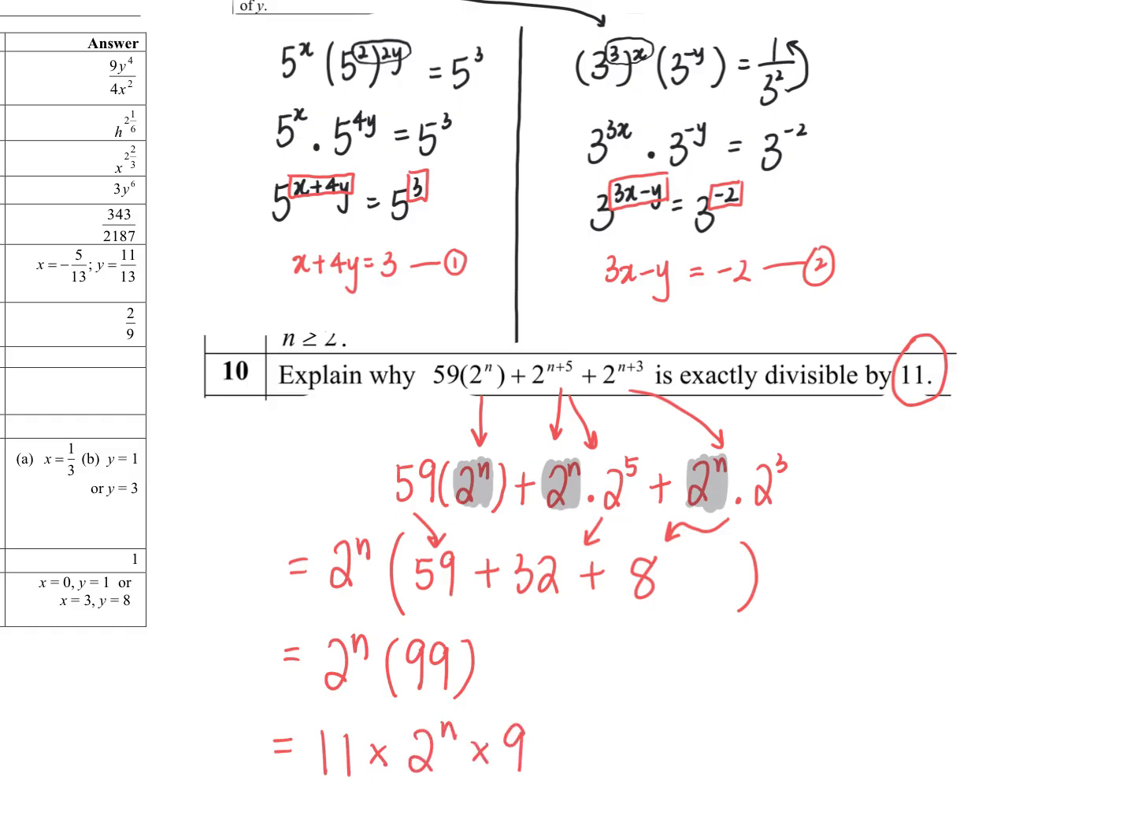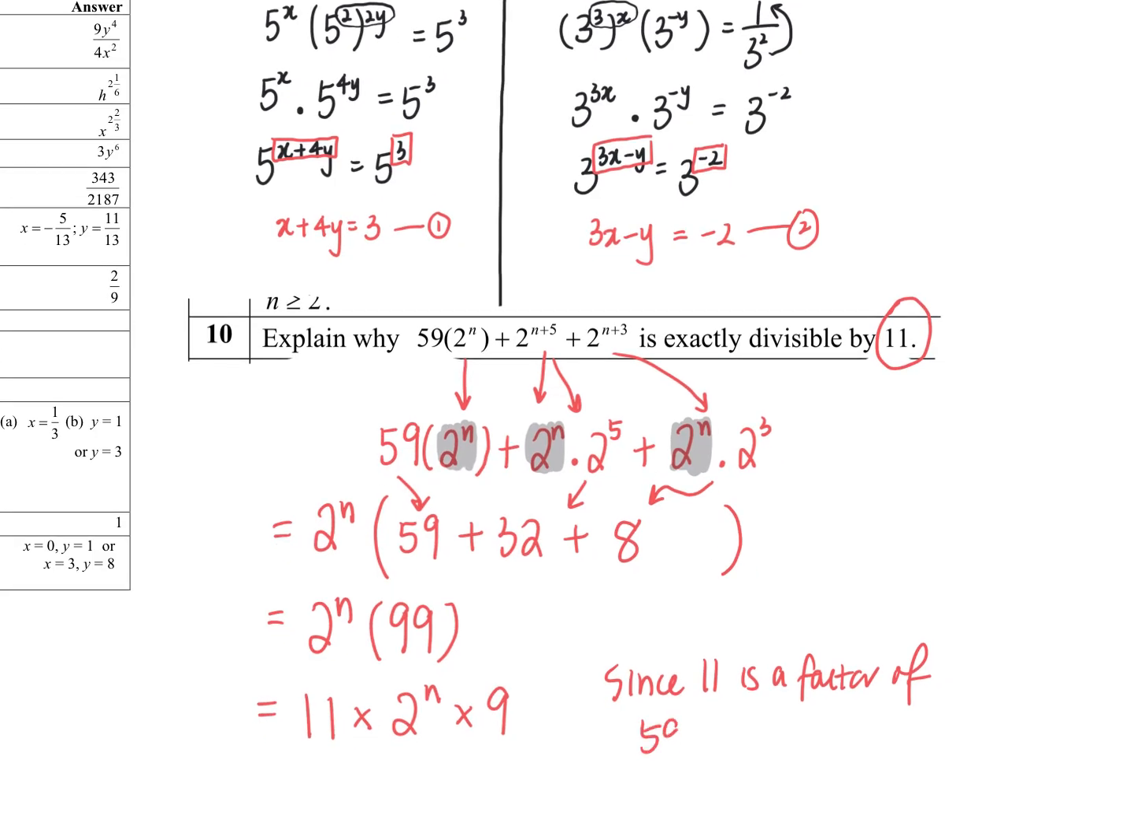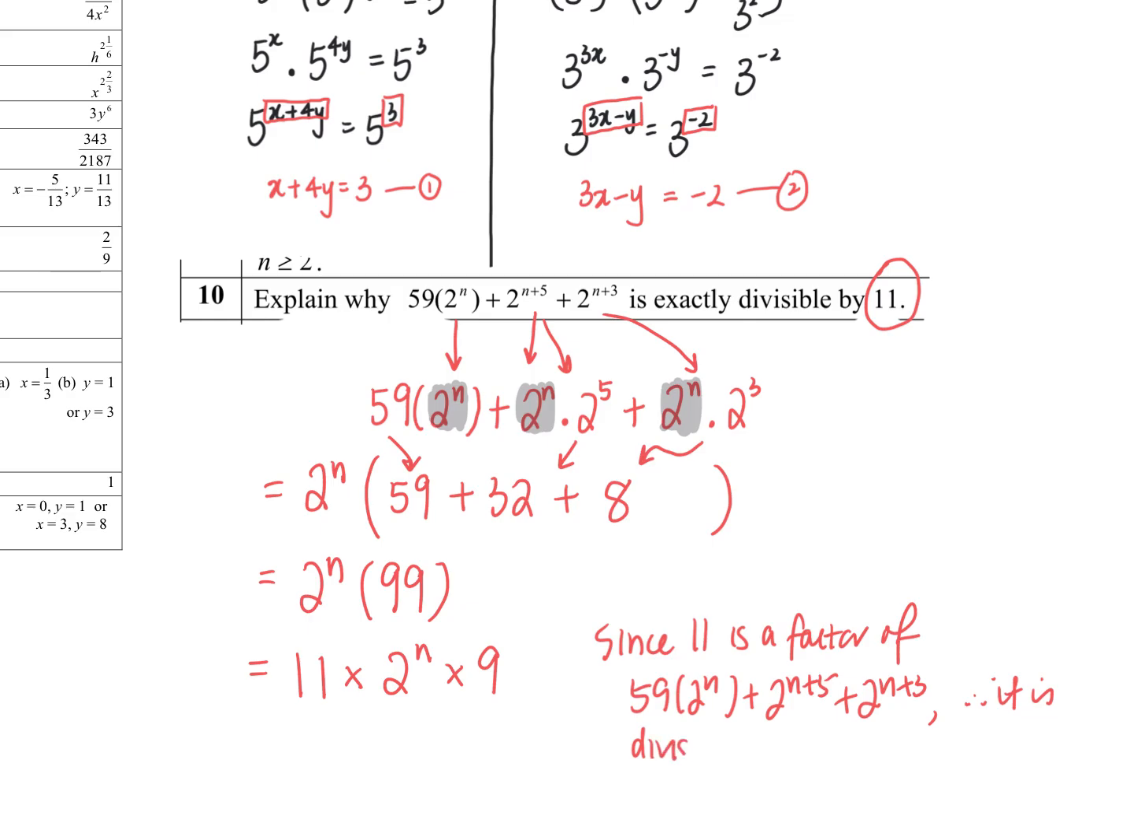Right? So you can express your answer like that and then tell me, since 11 is a factor of this entire expression, therefore it is divisible by 11. Or you can tell me, since this whole thing is a multiple of 11, it is divisible by 11. So it's standard. Whether they say divisible or multiple, it's the same thing.